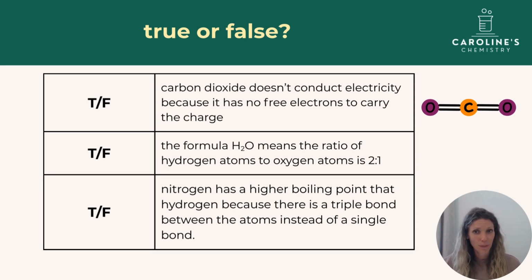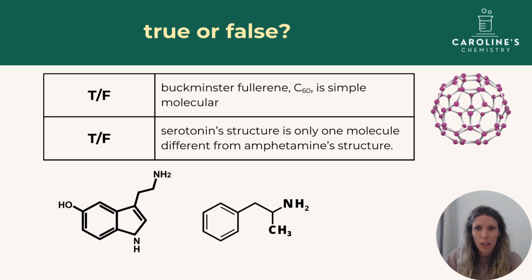Next one. That is a repeat. Next page. Buckminster fullerene C60 is simple molecular. This one catches out a lot of people. What do you think? It's true. So the fact that it says C60, that's your clue.